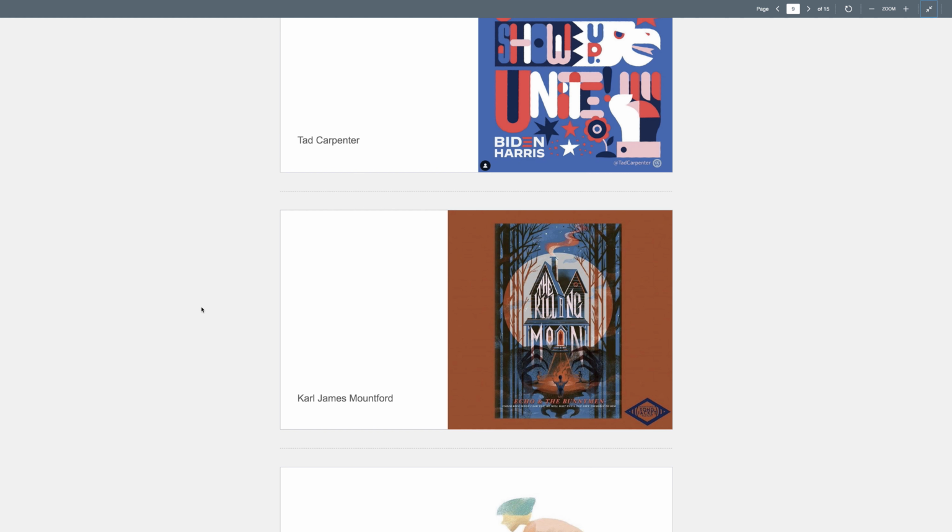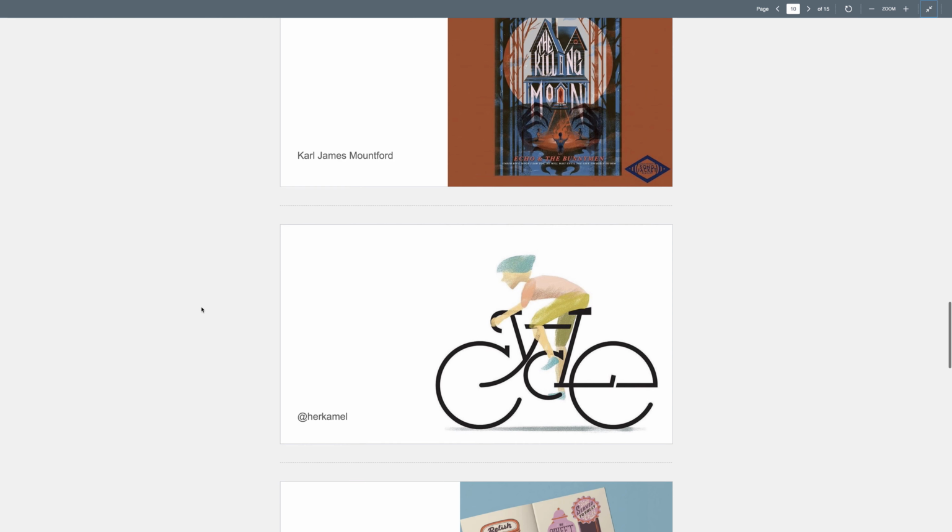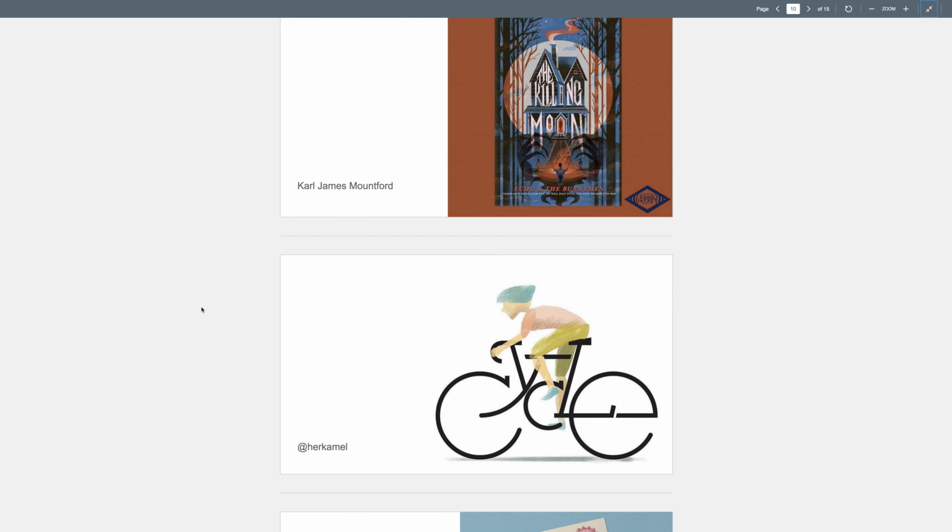I love this example by Carl James Mountford and how the words really become a part of the house, and they have their own character, and they fit the mood of this book cover. This is an example of how the words become part of the image, how cycle becomes the actual bike of this cyclist.